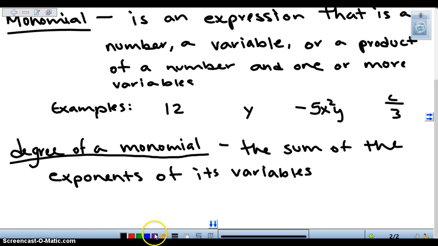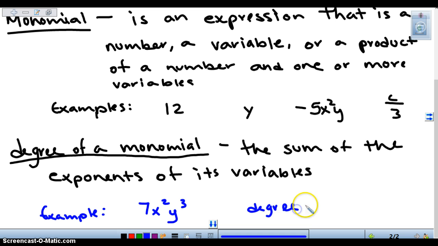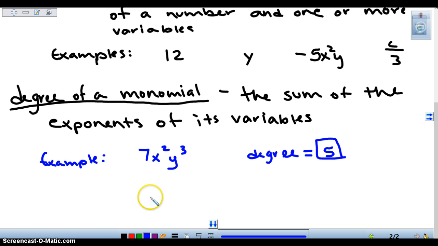So for example, if we have 7x squared y cubed, what is the degree of this monomial? The degree is 5. 2 plus 3. If we have negative 4, first of all, do we have any variables? Do we have any variables with negative 4? No. So that means the degree is 0.